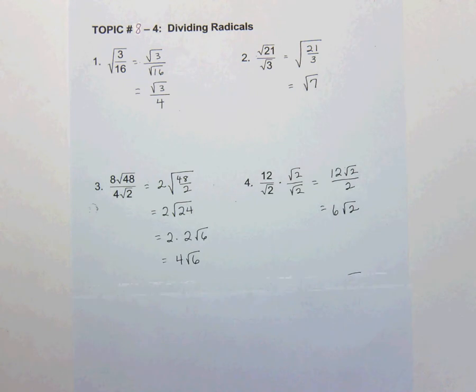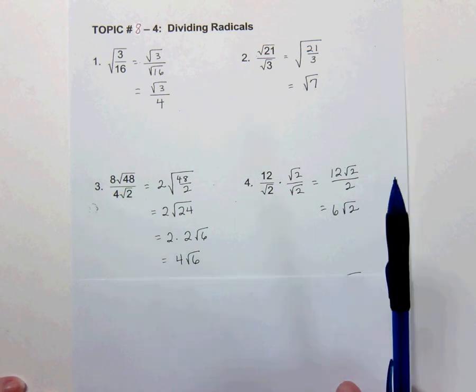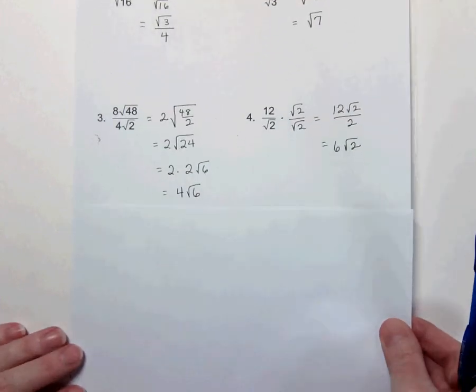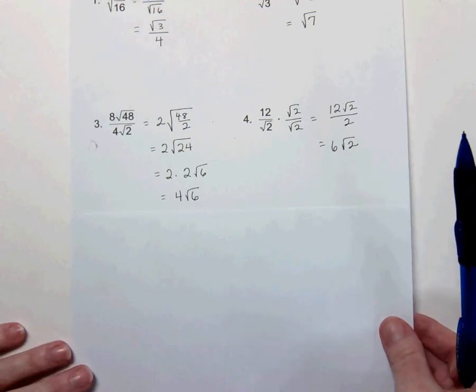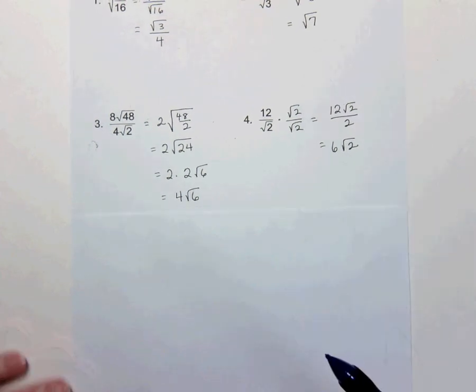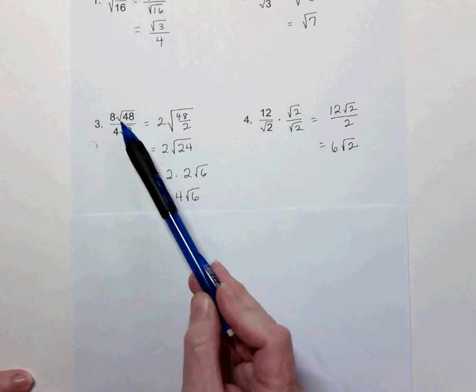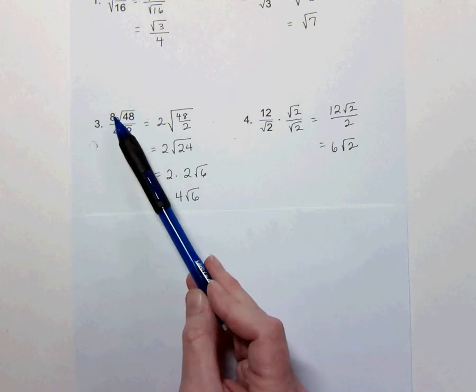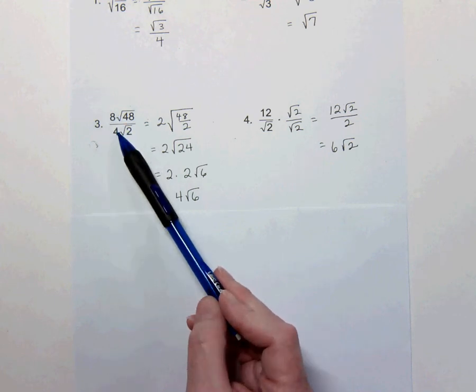Okay, look at number 3. You've got 8 square root of 48 over 4 square root of 2. All right, because there is an even number under the radical and even numbers in the numerator and denominator here, we know we can divide by at least a 2. So think about what can be divided. This actually can be divided by 4.